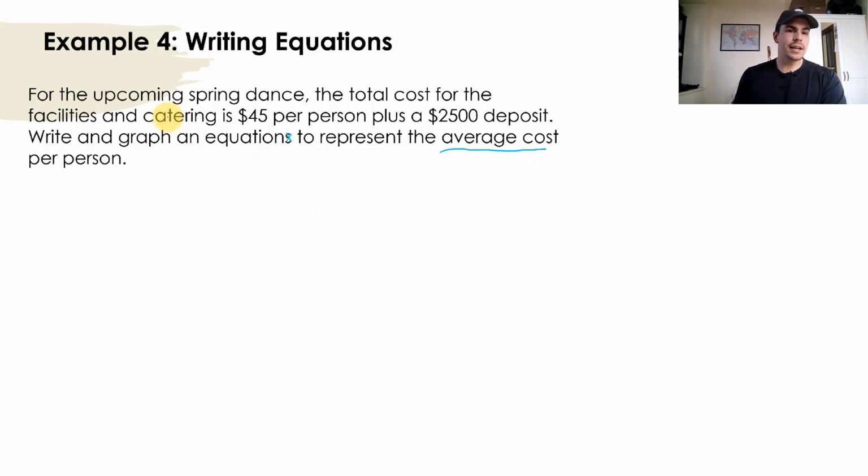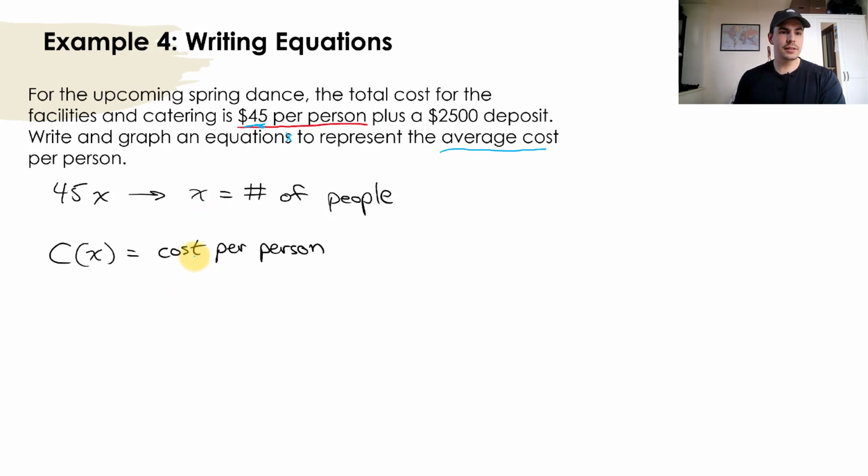Anytime you see an amount per person or per mile or whatever that is, that is going to be a variable that we use. So I'll have my 45 in there. And then this per person will be my x. So x is going to be the number of people that are attending the dance. And then we'll have our function c of x. c of x is going to be the cost per person. So I've got $45 per person, so that's 45x.